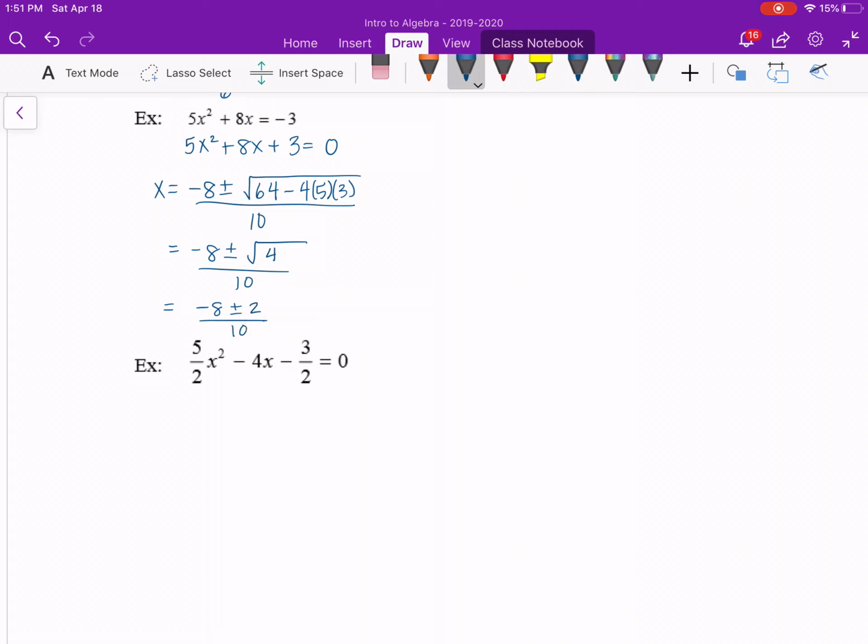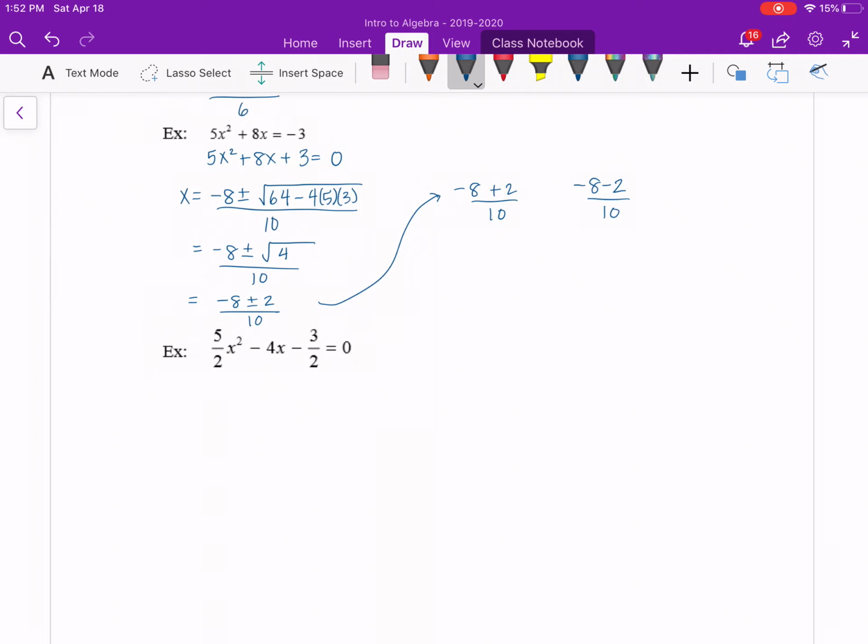But when we actually, we can do negative 8 plus 2. We can do negative 8 minus 2. So we're actually going to split these up into the 2 different cases. Negative 8 plus 2 over 10 and negative 8 minus 2 over 10. And we're actually ending up with some nicer solutions this time. So the first one, let's see, negative 6 over 10 and then negative 10 over 10. And we end up with relatively nice solutions.